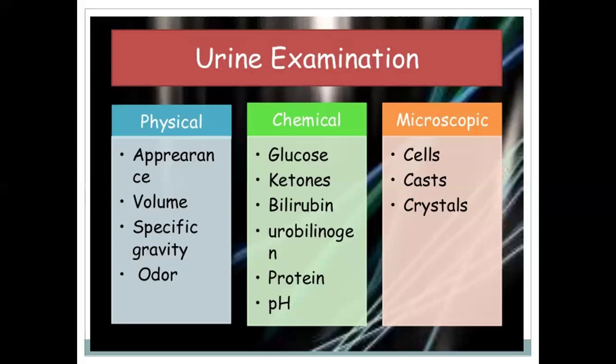Increased excretion of ketone bodies, that is excretion of acetoacetic acid and beta hydroxybutyric acid, is seen in uncontrolled diabetes mellitus, and it is also seen in starvation. Ketone bodies are analyzed by a test called Rothera's test.